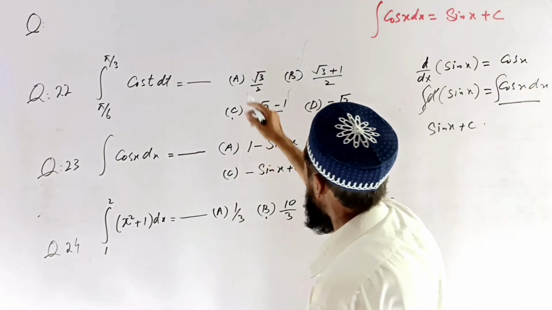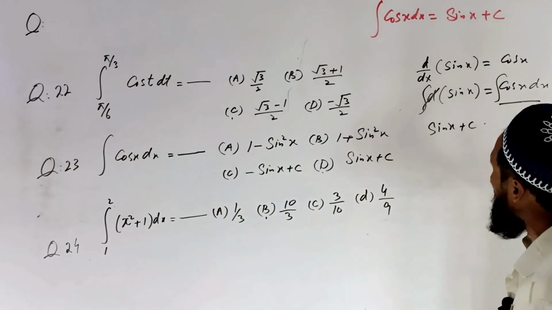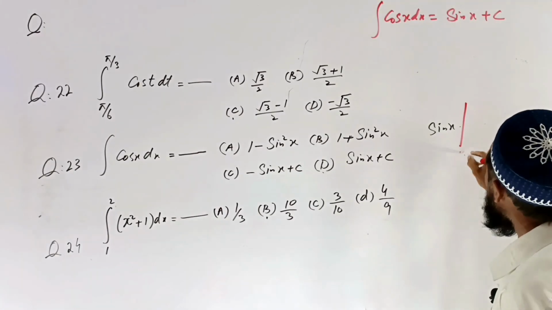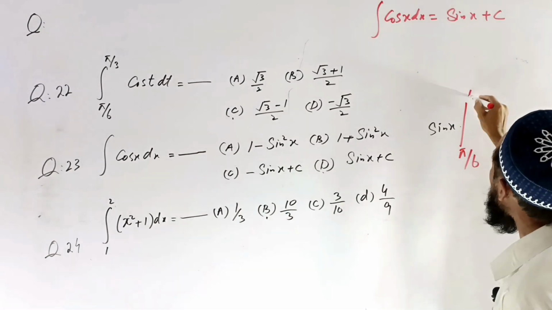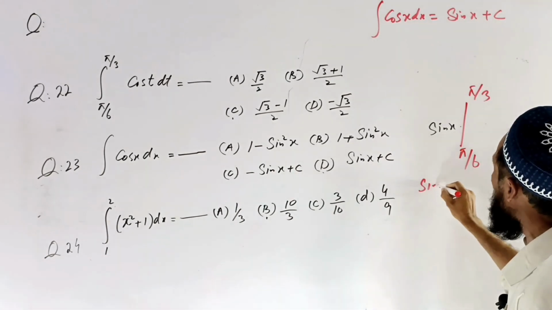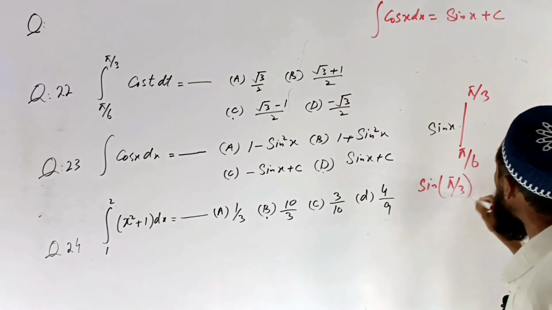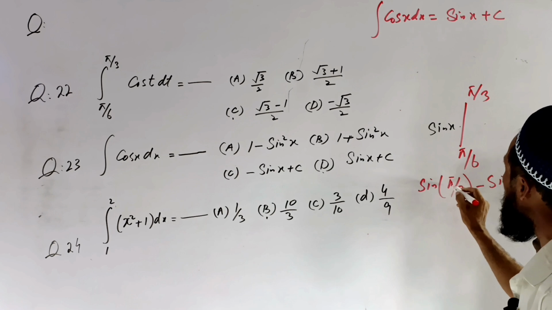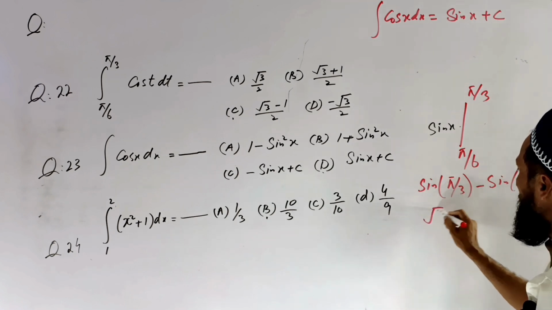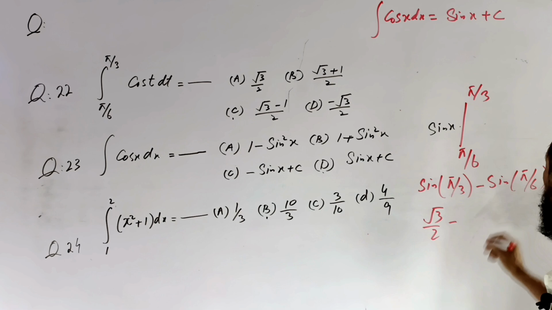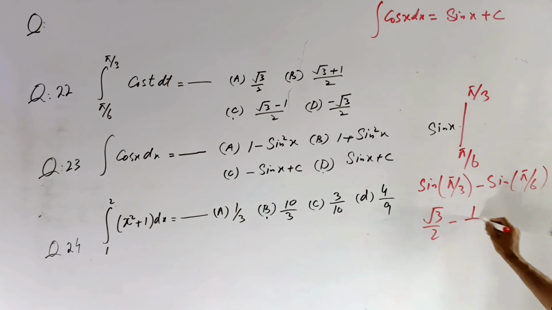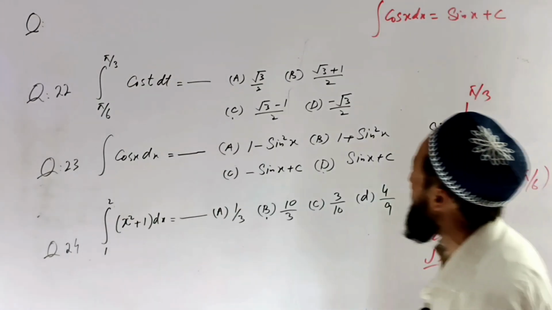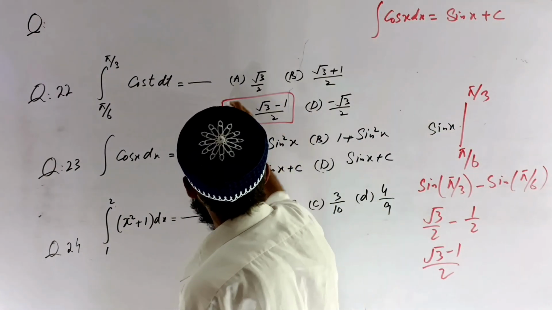Now according to this formula, we apply the initial point pi by 6 and pi by 3, so we substitute in place of x: pi by 3 minus pi by 6. So the result is sin 60, which is root 3 divided by 2, minus sin 30. Sin 30 we get 1 by 2. So the result is root 3 minus 1 divided by 2. C is the correct option.